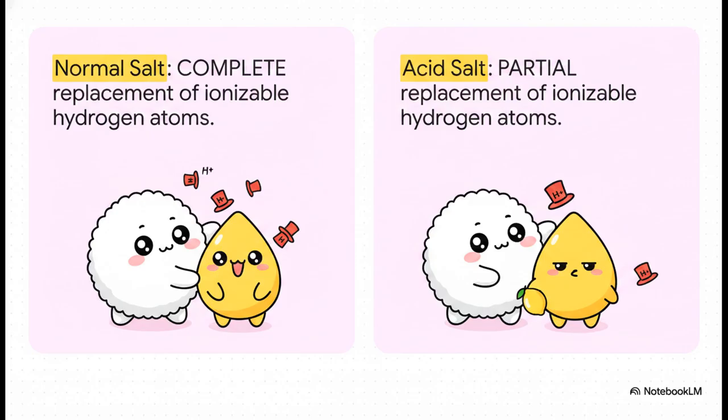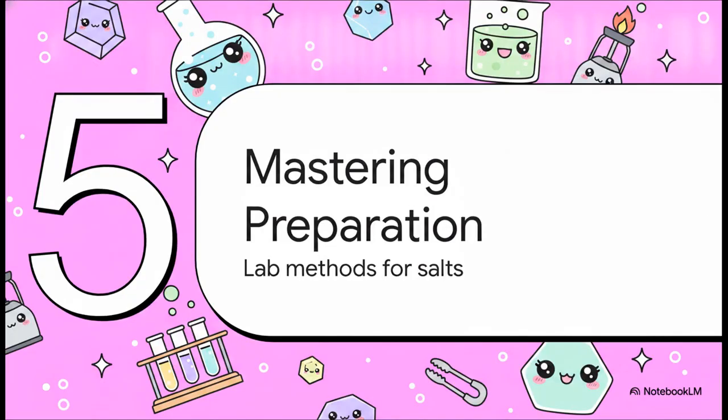But if it only gives up some of its hydrogen atoms, it creates an acid salt, like sodium hydrogen sulfate. This partial replacement means the salt still retains an acidic character. Understanding this difference is absolutely vital when they ask you to identify the type of salt based on a chemical equation. Moving to Section 5, Mastering Salt Preparation.